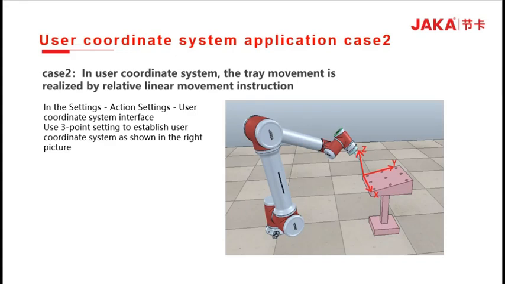User coordinate system application case 2. In the user coordinate system, the tray movement is realized by the relative linear motion instruction. In the setting operation, in the set user coordinate system interface, use the 3-point method to establish the user coordinate system as shown in the right picture.